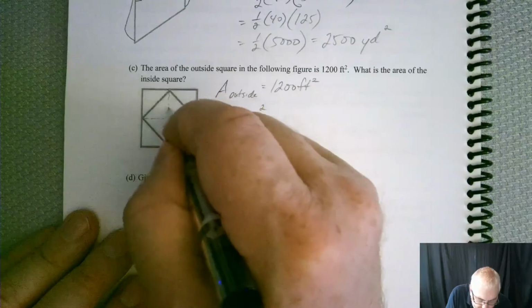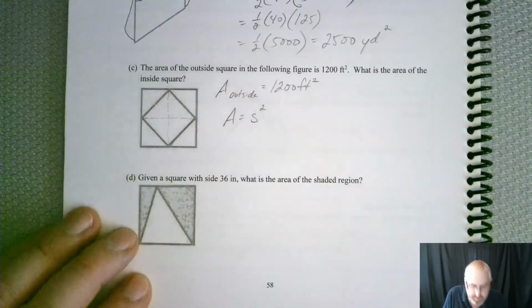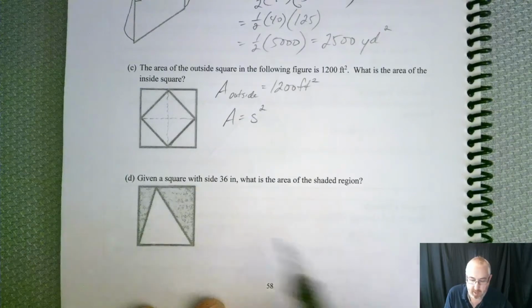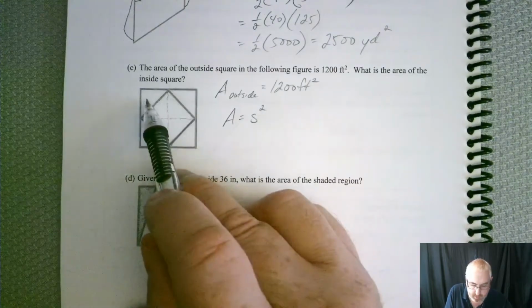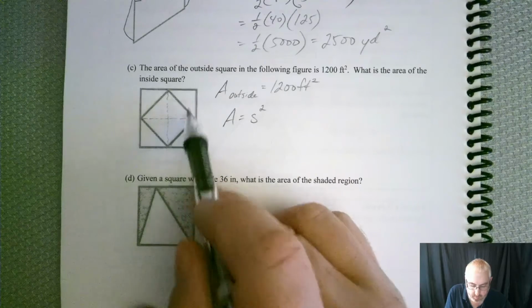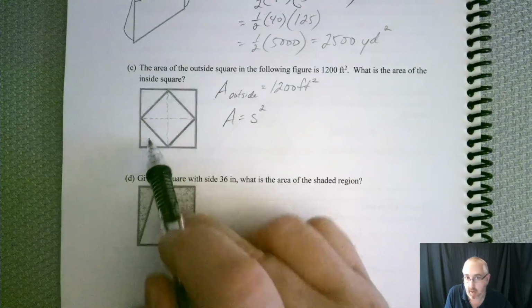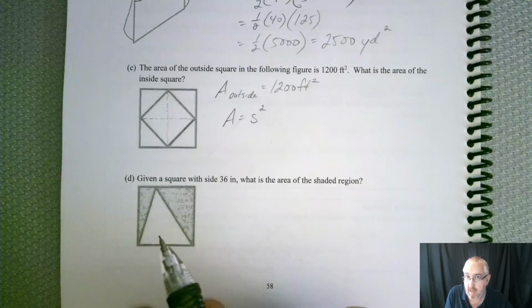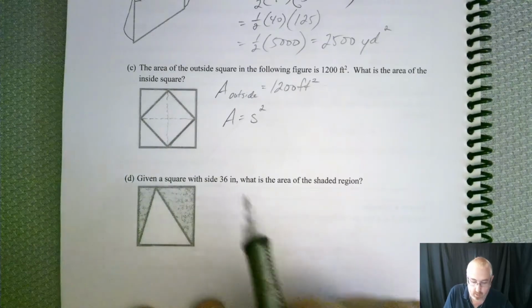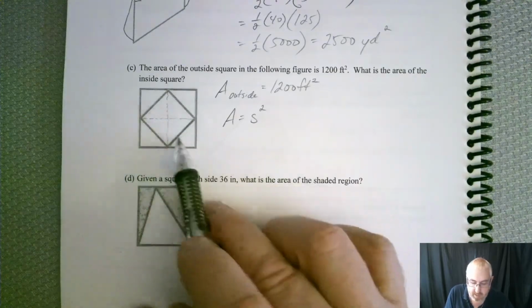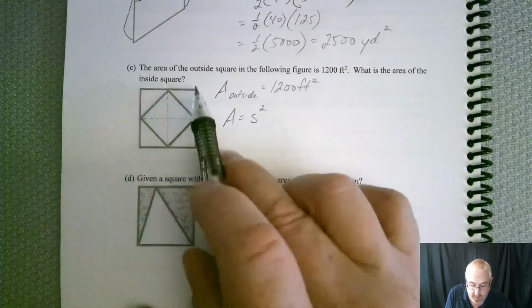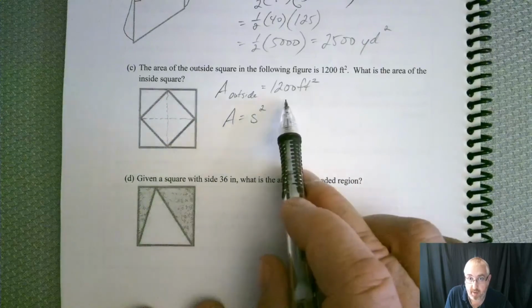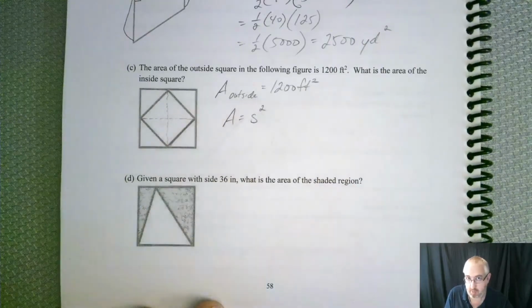If I put these lines in here, what do we got now? We got one triangle, two triangles, 3, 4, 5, 6, 7, 8 triangles. And all those triangles are the same exact size. So if they're all the same size, and I know the entire area of all 8 of them is going to be 1200, how big is one of those triangles?